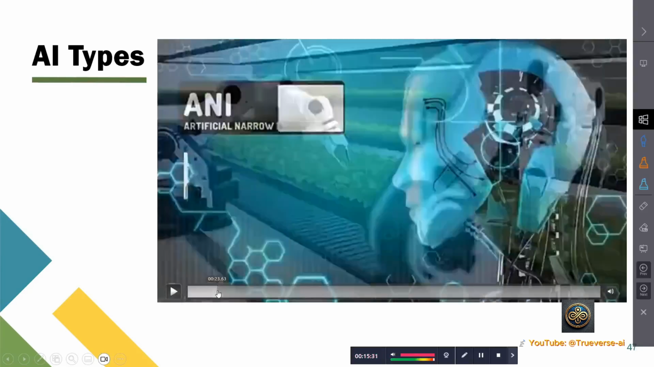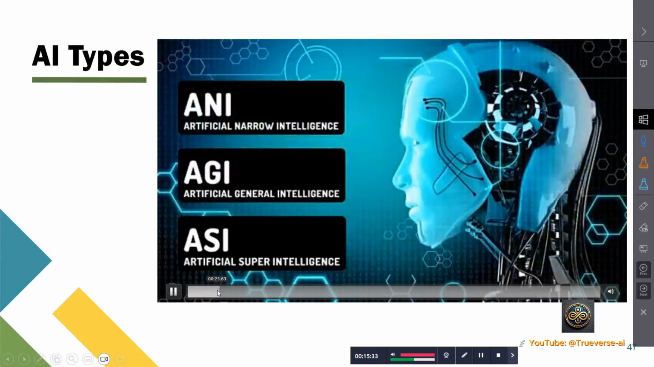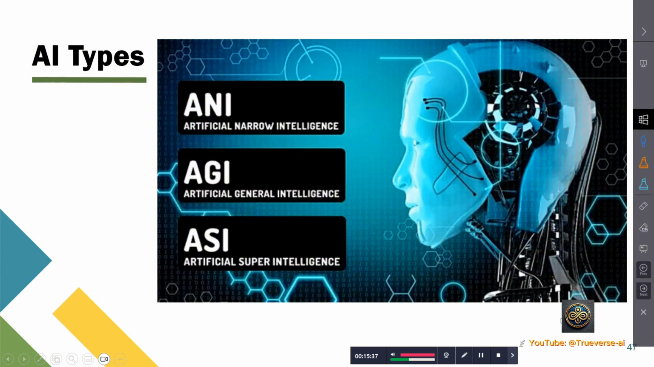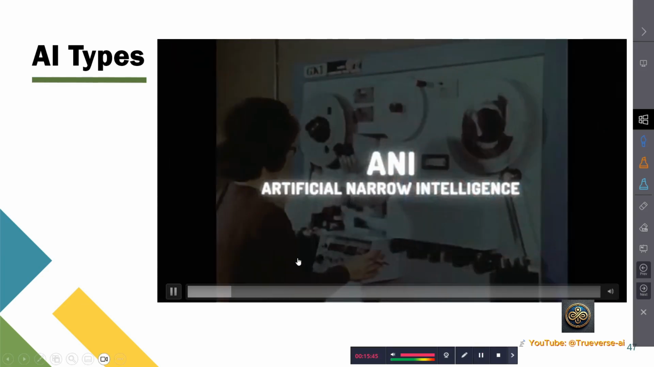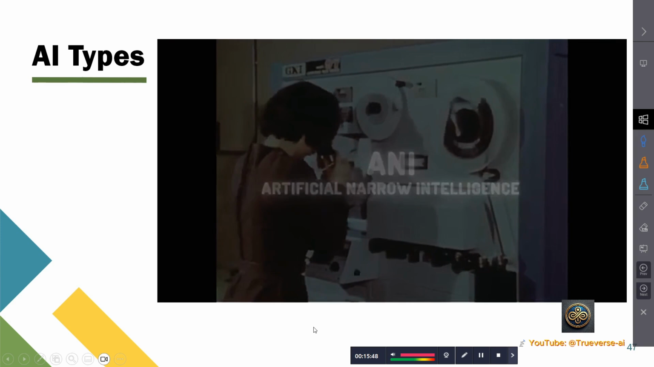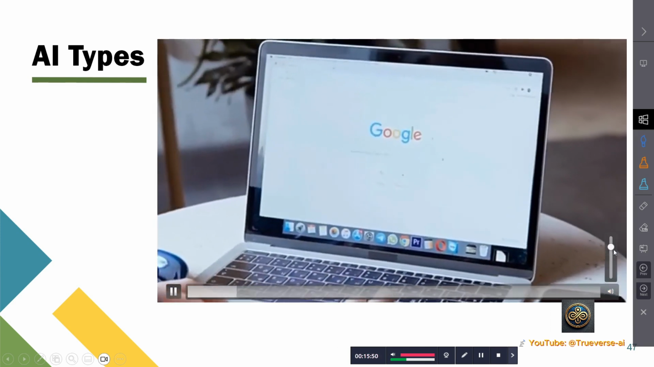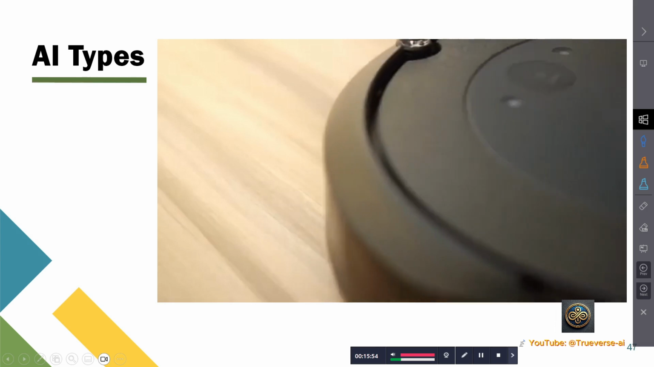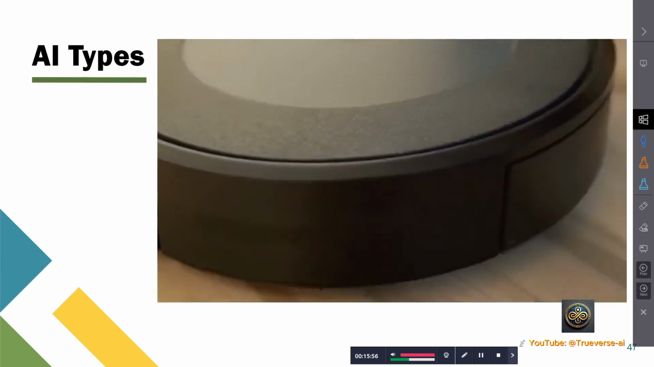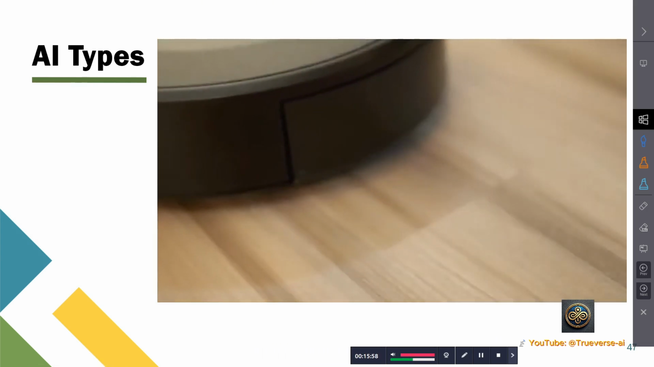This video explores the three main types of AI: artificial narrow intelligence, artificial general intelligence, and artificial superintelligence. Let's start with artificial narrow intelligence. Artificial narrow intelligence, or ANI. ANI refers to AI systems that are designed to perform specific tasks or solve particular problems. ANI has a limited range of abilities and operates within a predefined scope.